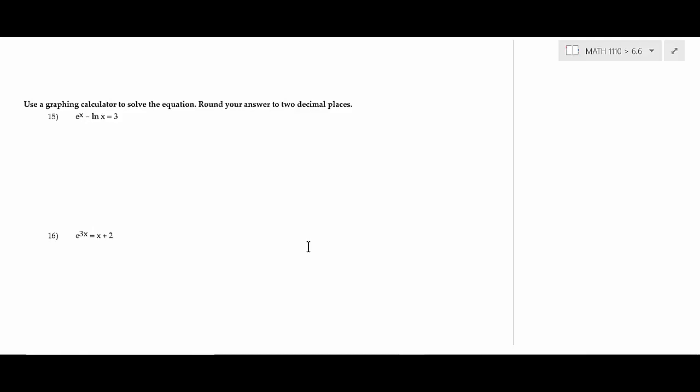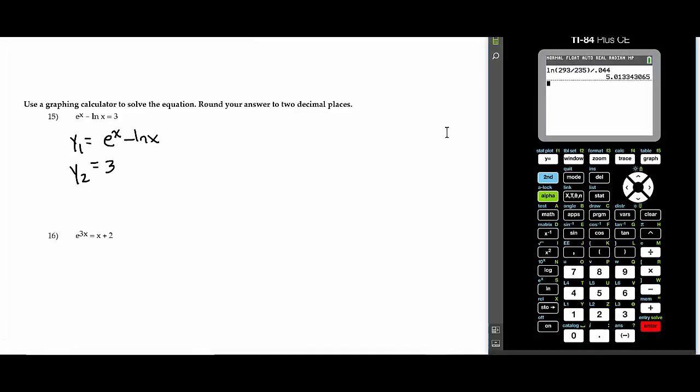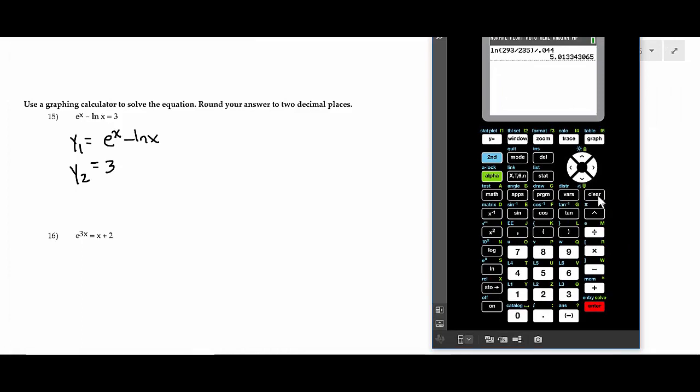So what we're going to do is I'll show you two ways to do this. I'm going to do one of them one way and the other one the other way. So what I'm going to have you do on this one is in y1, just put in e to the x minus ln x in your calculator, and y2 put 3. So one methodology you can use is just graph the two sides of the equation and then see where they intersect.